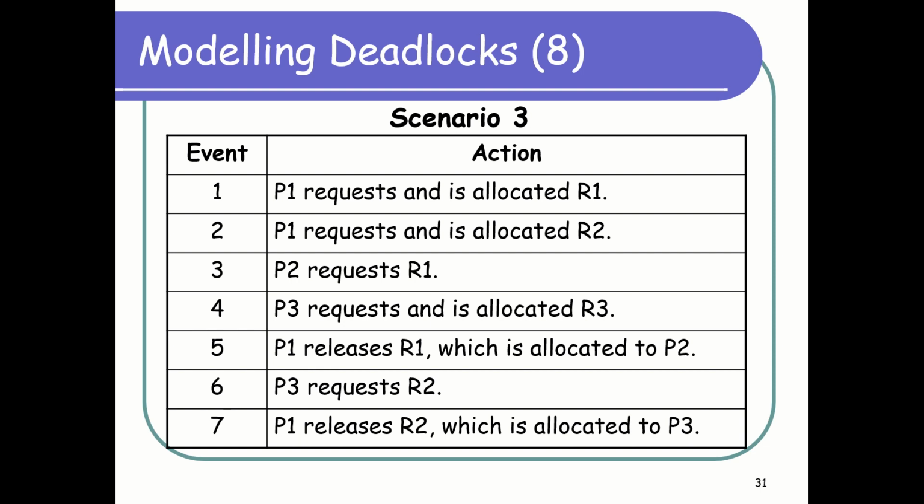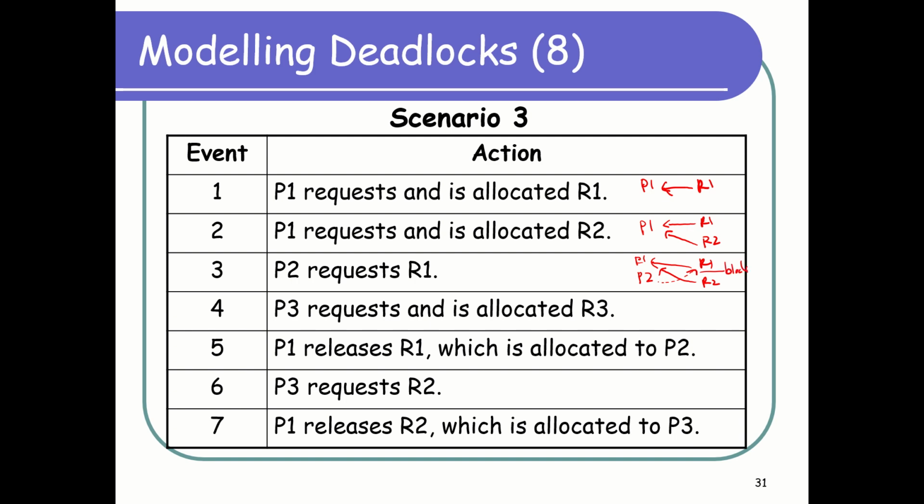Okay, scenario 3. P1 requests and is allocated R1, so R1 is serving P1. P1 requests and is allocated R2, so R1 and R2 are both serving P1. P2 requests R1. So you have P1, P2, R1, R2. Both are now serving P1, and P2 tries to request R1. So this will be blocked.